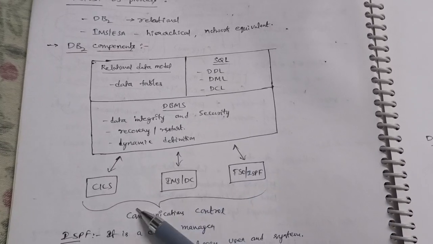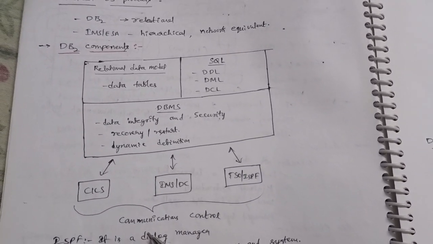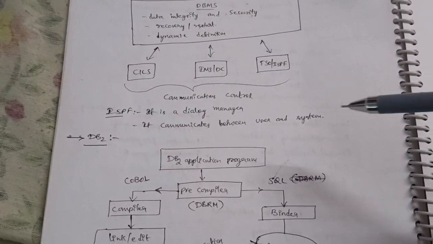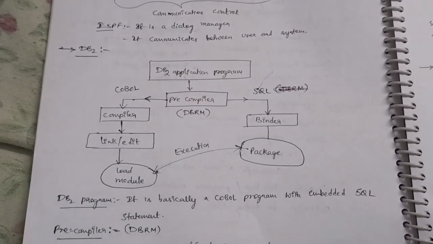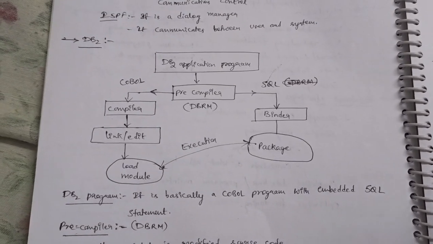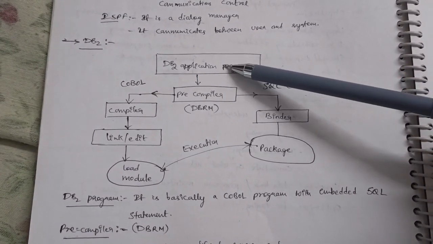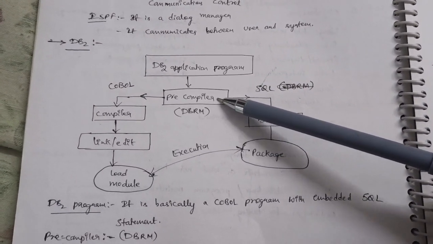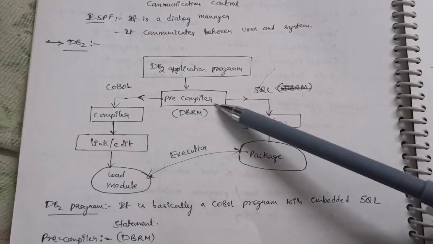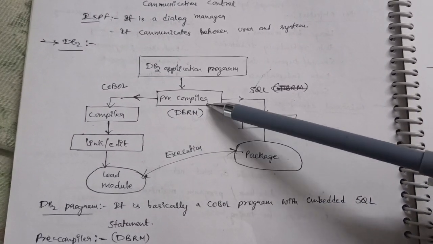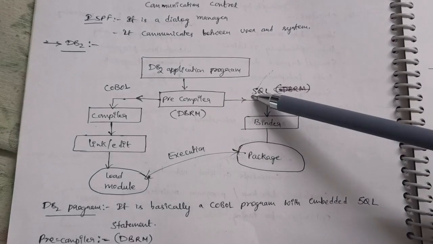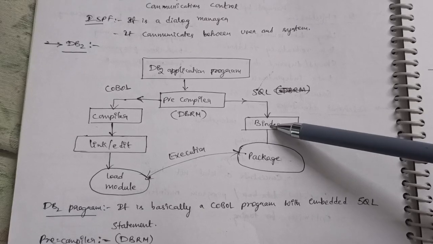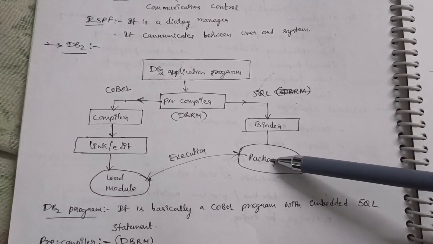And DBMS supports these three operations: communication control, CICS, IMS DB/DC, and TSO/ISPF operations. This is a basic overview of DB2. A DB2 run starts with the application program. Once it is the application program, the pre-compiler extracts the SQL and the COBOL statements. The DB2 pre-compiler generates the DBRM after extracting the SQL statements, then it will do the bind. Then we are doing the packages.